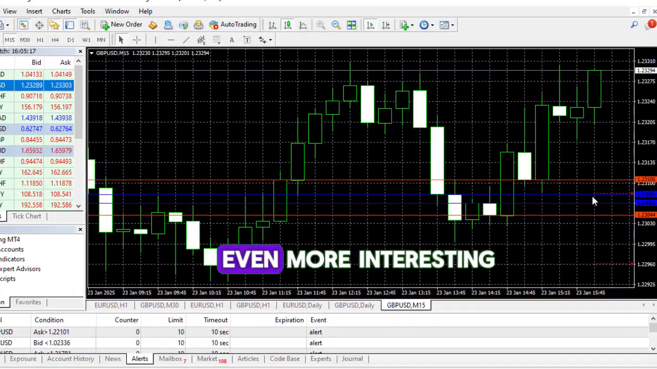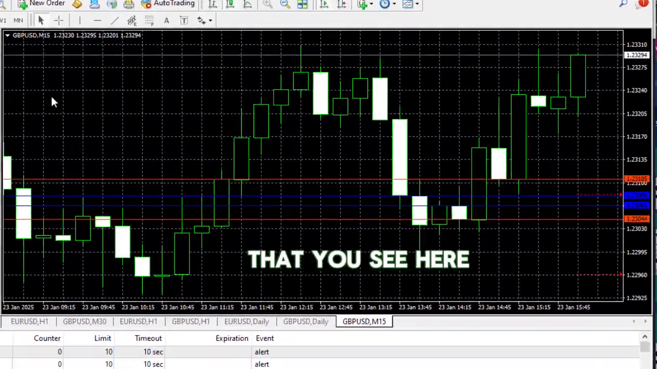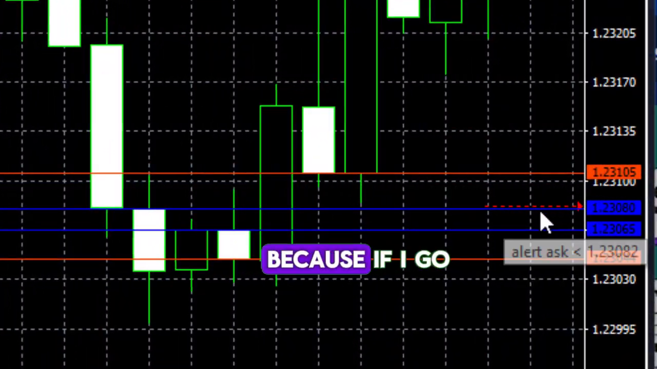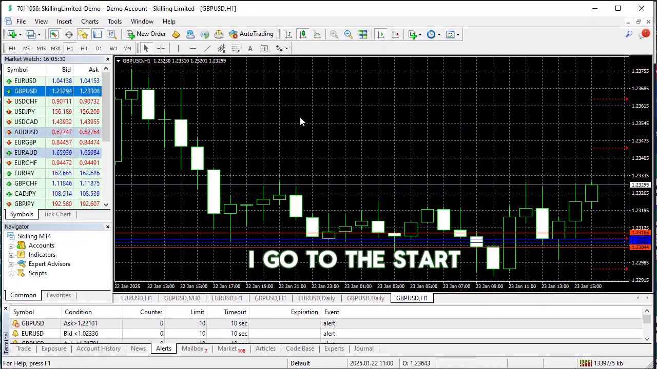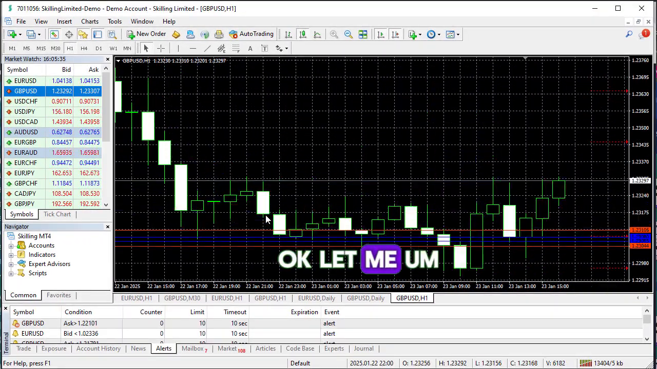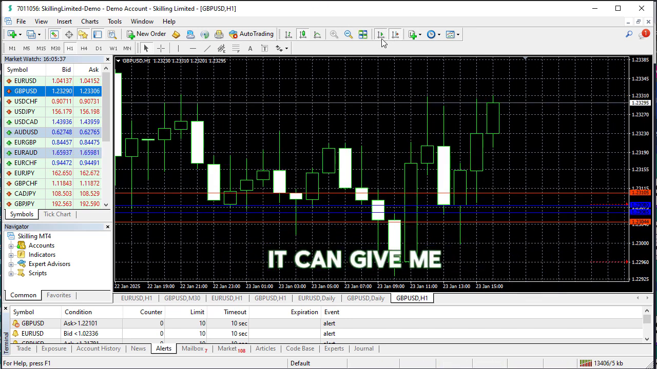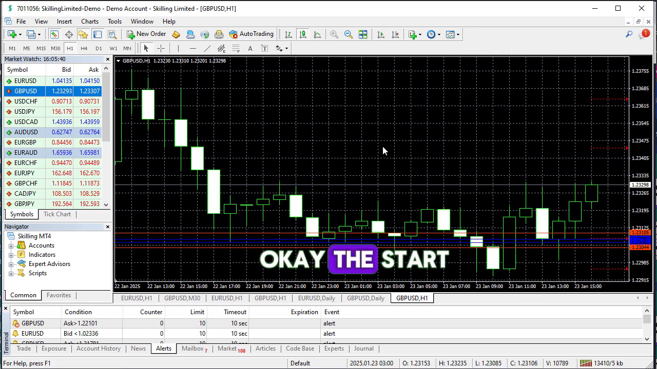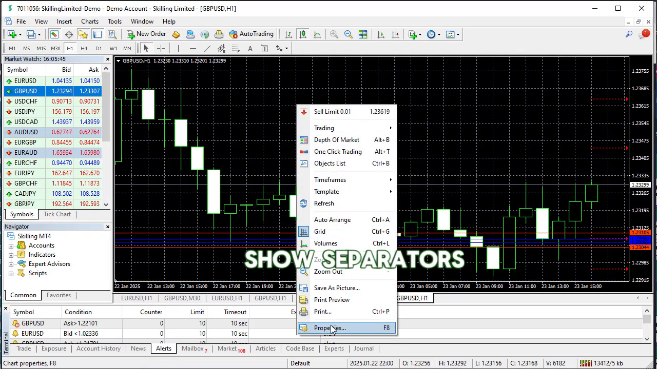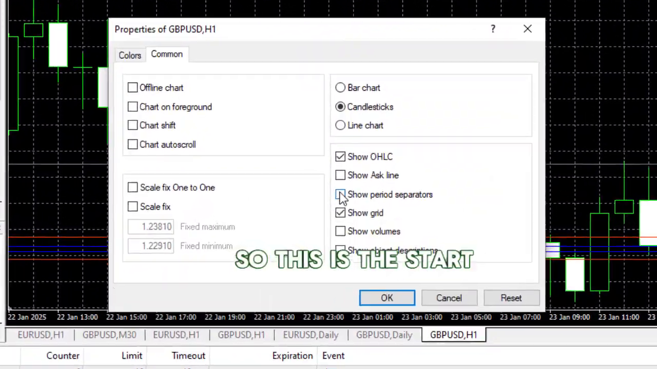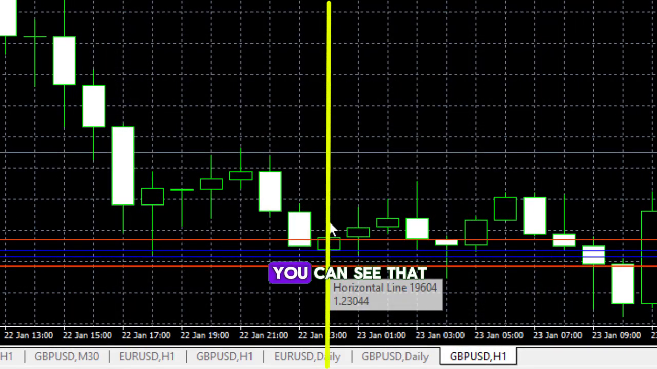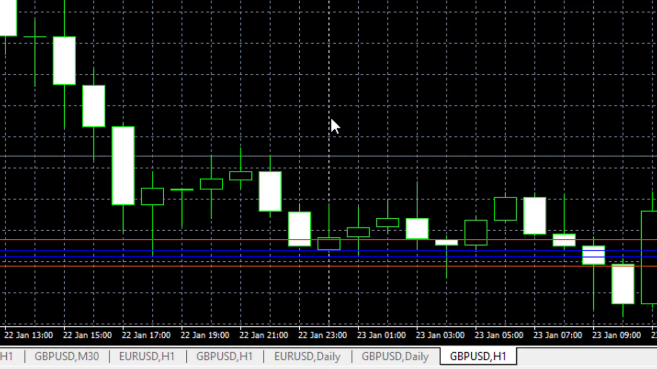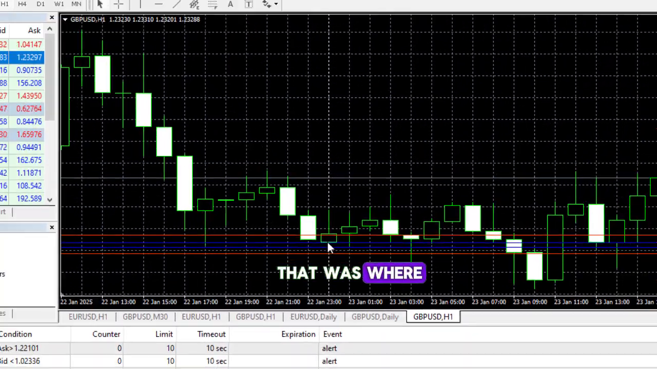Now, do you know something even more interesting? This alert that you see here is the most interesting, because if I go to the 1 hour time frame and I go to the start of the day, okay, let me go to properties so that I can show period separators. Okay, so this is the start of this candlestick here. So for the beginning of the day, I use a yellow line. You can see that this line here is so close to this turning point. That was where this alert came from.